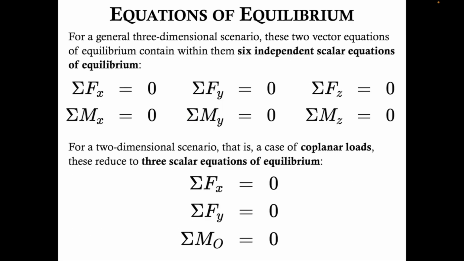For a general 3-dimensional scenario, the 2 vector equations we just mentioned contain within them 6 independent scalar equations of equilibrium, and they state that the net force in either the x, y, or z direction must equal 0, and the net moment about any of the x, y, or z axes must also equal 0. For a simpler 2-dimensional scenario that is a case of coplanar loads, these reduce to 3 scalar equations of equilibrium, where the net force in the x direction must equal 0, the net force in the y direction must equal 0, and the net moment about any point must also equal 0.